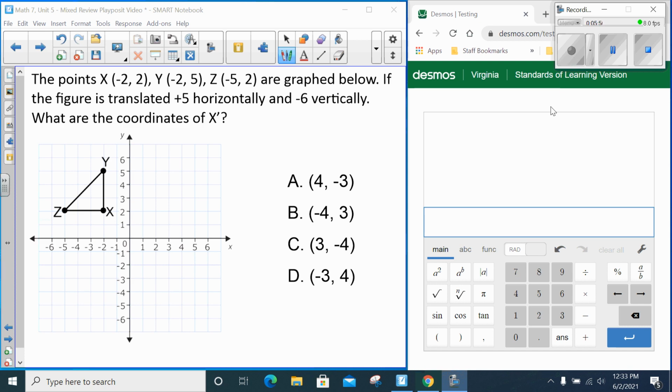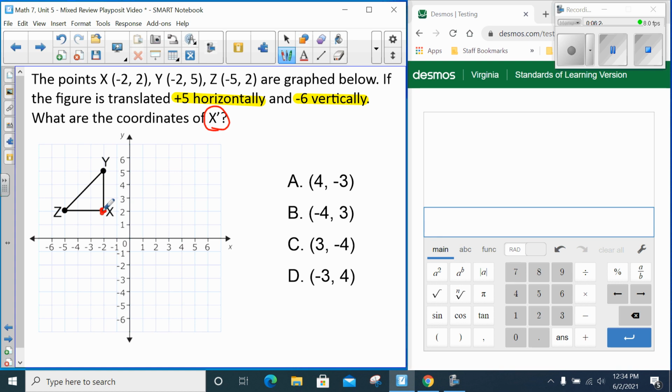Question 3 says the points x, y, and z are graphed below. If the figure is translated +5 horizontally and -6 vertically, what are the coordinates of x prime? So they want us to take this triangle and move it 5 units horizontally, which means 5 units to the right, and -6 vertically, which is going to be 6 units down. The question also specifically asked us what will the coordinates of x prime be. So that means we want to start with that point x.